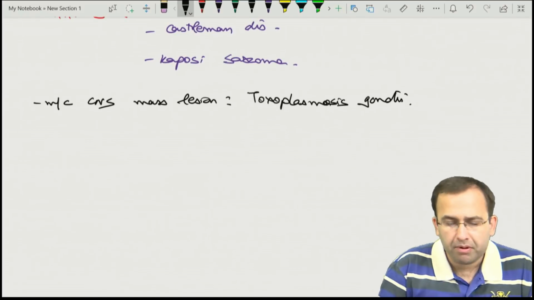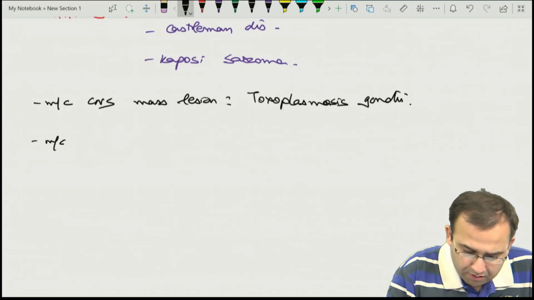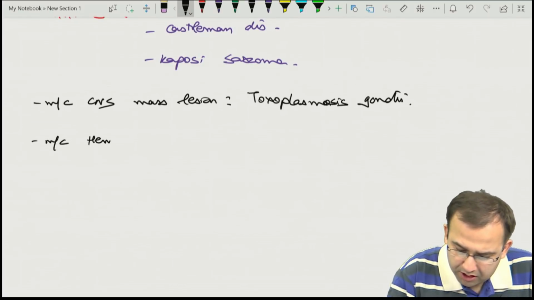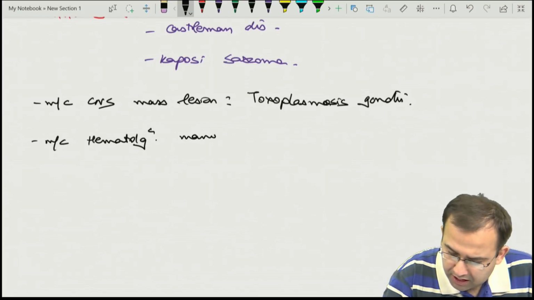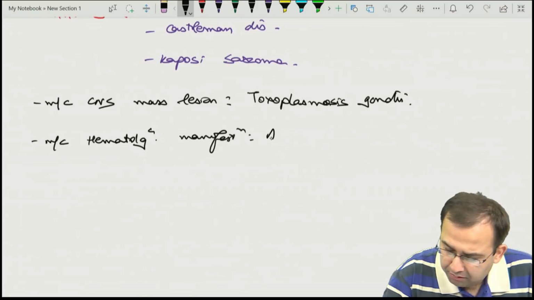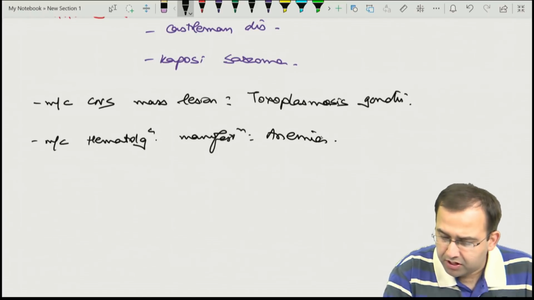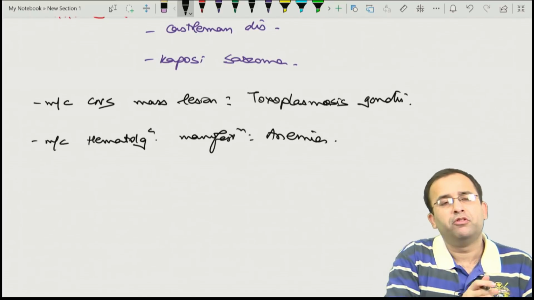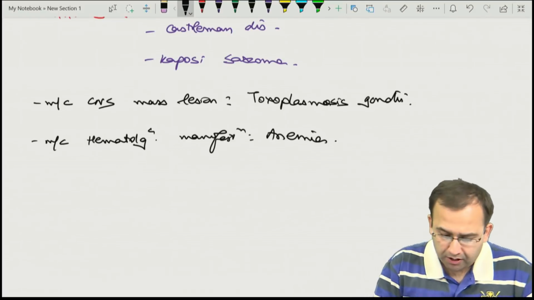Next point, most common hematological manifestation. Hematological manifestation with HIV is anemia. Most common hematological manifestation both before therapy as well as post ART therapy.